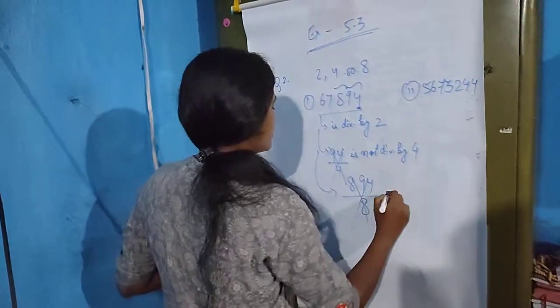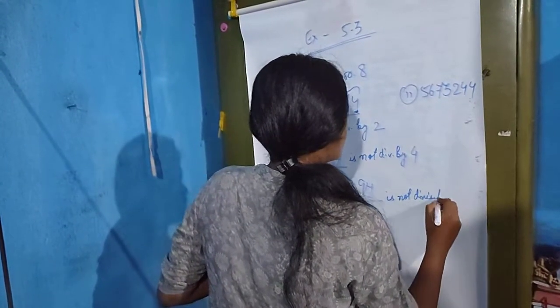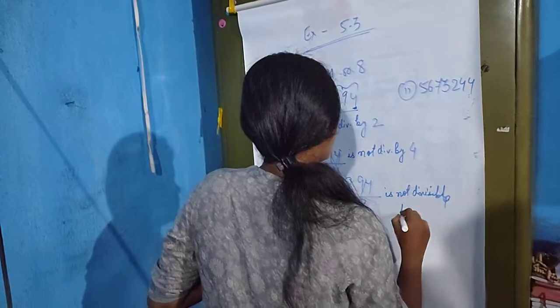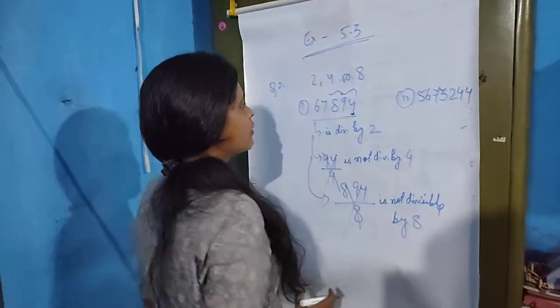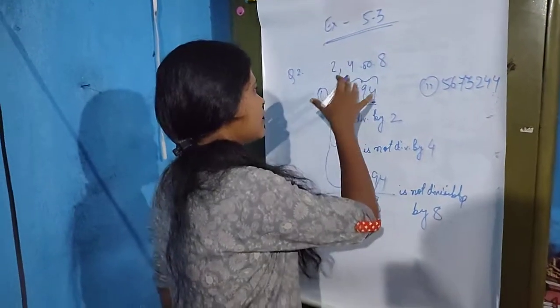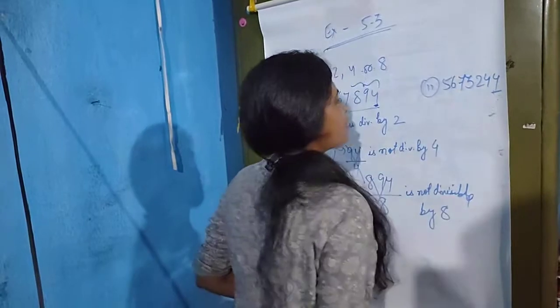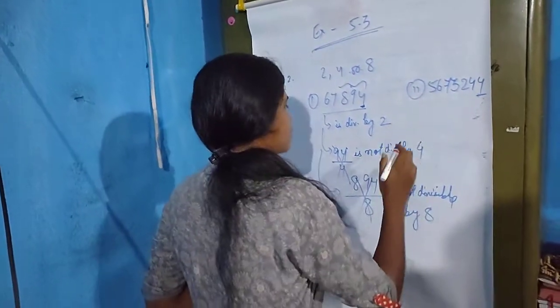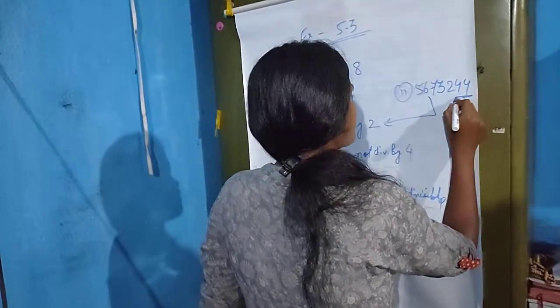So this number is not divisible by 8. So you have to remember the conditions for which number is divisible by 2, 4 or 8. Like this number, you see the last digit is 4. That means this number is divisible by 2.